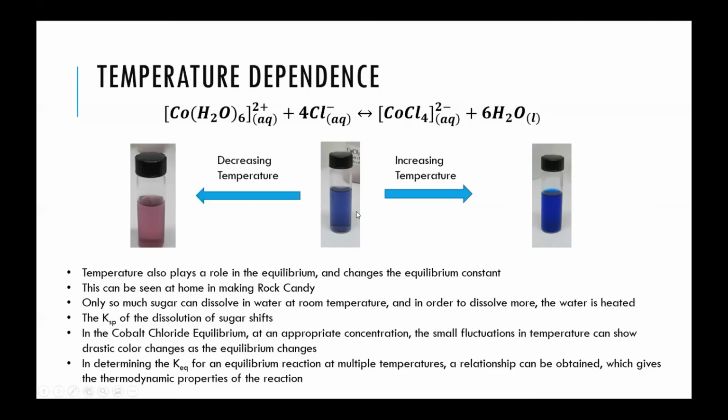You can see that when you increase the temperature, it becomes more blue. It becomes more of that bright cobalt blue, so it's making more of the cobalt tetrachloride. When you decrease the temperature, it becomes more red. It's making more of that cobalt hexaaquo complex. So the equilibrium is temperature dependent, and you can measure the equilibrium at each of these 3 different temperatures. You look at the equilibrium constant, and from that you can determine the thermodynamic properties of this equilibrium equation.